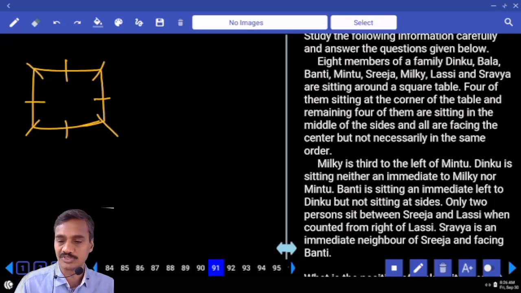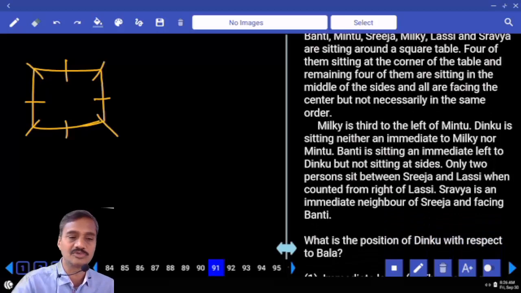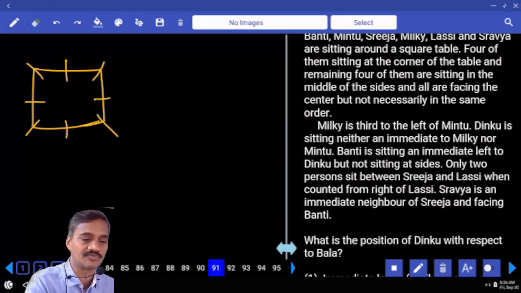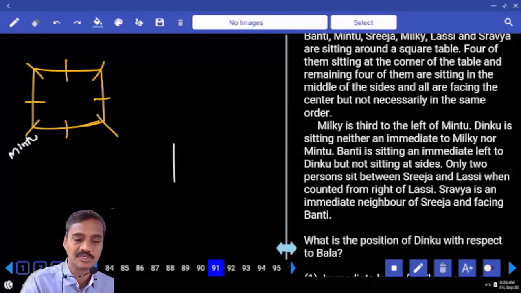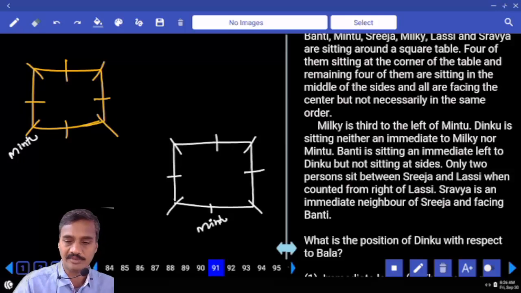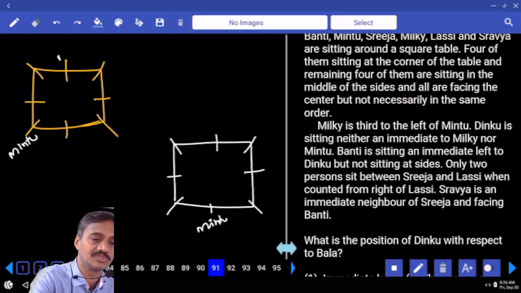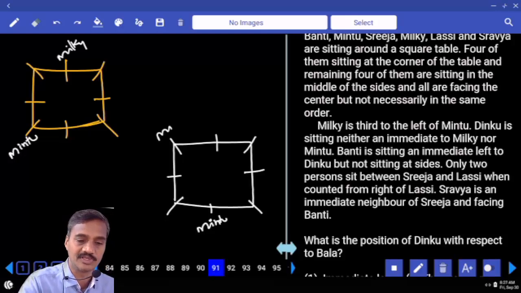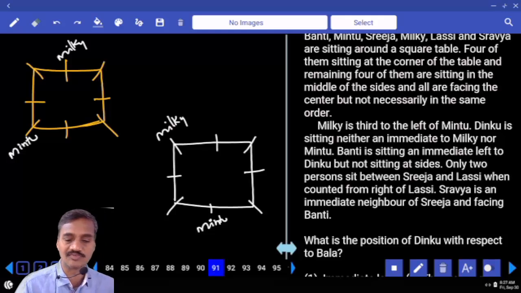Then coming to condition number 1, Milky is to the left of Mintu. Where is Milky? Milky is to the left of Mintu. Now in the first case I have taken Mintu at this place, and in the second case I have taken Mintu at the center. మనం తీసుకోవచ్చు కదా? Mintu can be at the center or at the corner. And Milky is to the left of Mintu. This is Milky. Now here again Milky is to the left of Mintu.